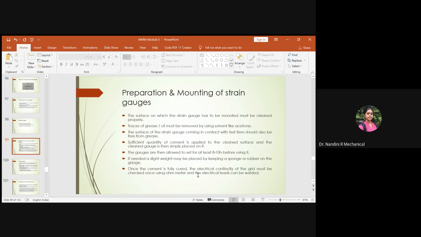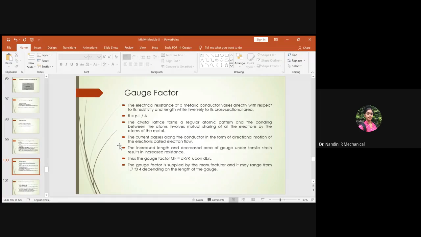Before that, you have to check the electrical continuity for the flow of electrical current without any short circuit, using an ohm meter. Once this is done, the strain gauge can be connected to the electrical circuitry board using the electrical leads. So these are the steps or procedure to be followed for preparation and mounting of a strain gauge. Then you should come to know what is meant by gauge factor.